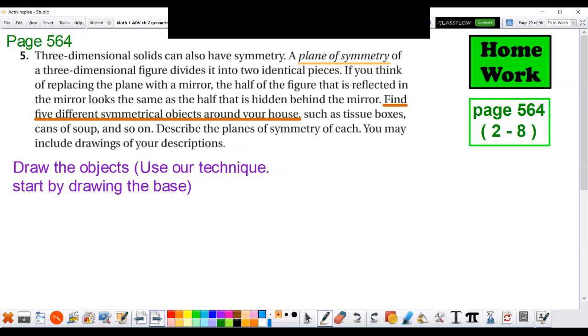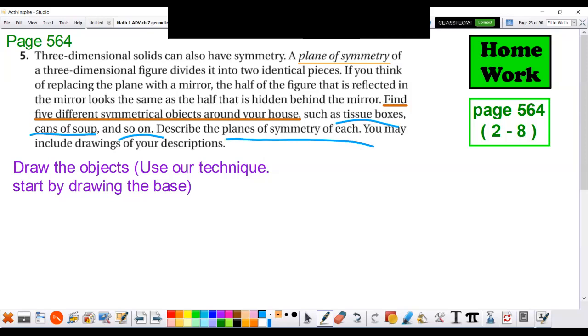Okay, number 5, 3-dimensional solids. That means like a cube or a block. Solid is like a prism. A plane of symmetry is where you slice it right in half. Many things have 2 sides. Here's what you do. Find 5 different symmetrical objects around your house, such as tissue boxes, cans of soup, and so on. Describe the planes of symmetry.